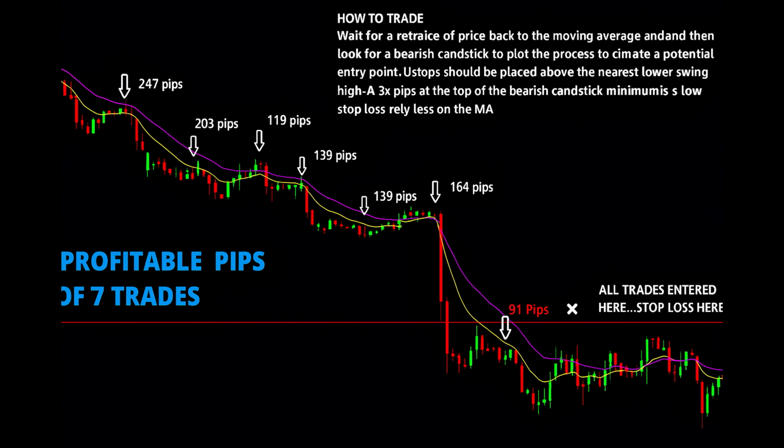If you are trading higher time frames like the daily chart, you can set a fixed stop loss of around 200 to 300 pips depending on market conditions. This keeps your risk controlled while still allowing your trade enough room to move.